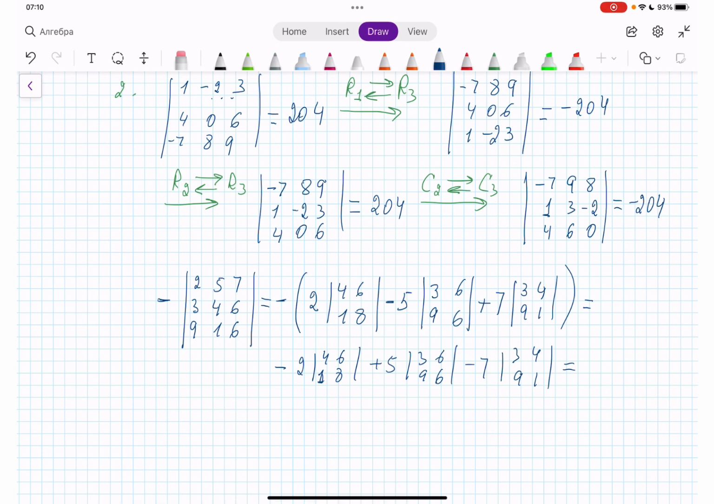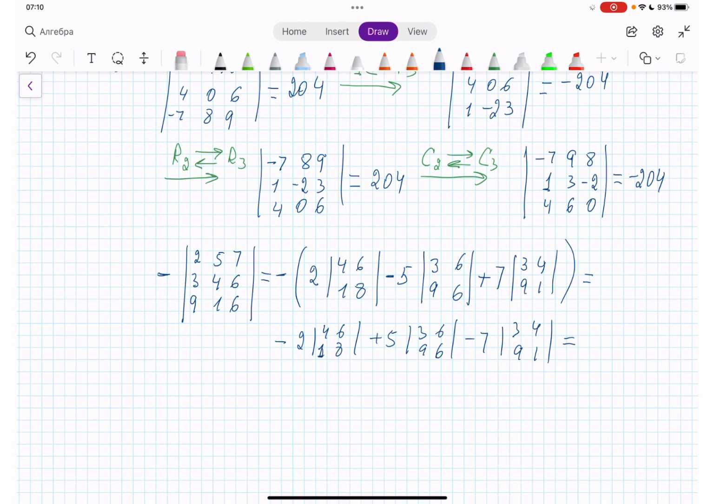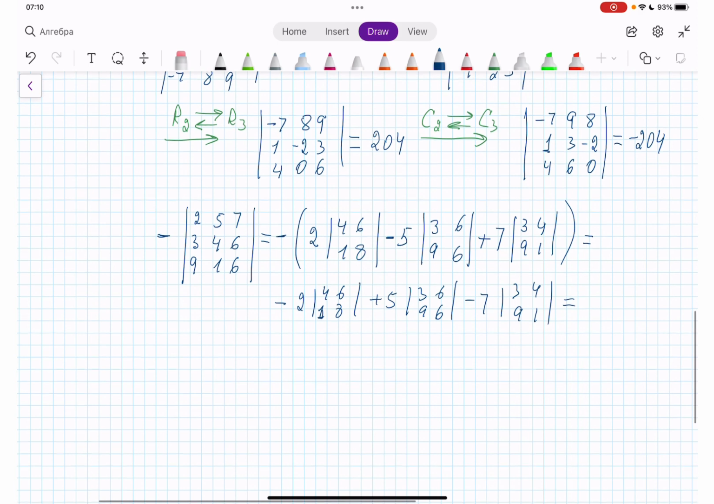Now, my point is, instead of going through all this trouble, what we can do, we can swap. Remember, we just learned the property. We can swap 2 rows or 2 columns and get rid of negative number, because it will flip the sign of determinant, right? So, which means 2, 5, 7, 3, 4, 6, 9, 1, 6 with negative sign.